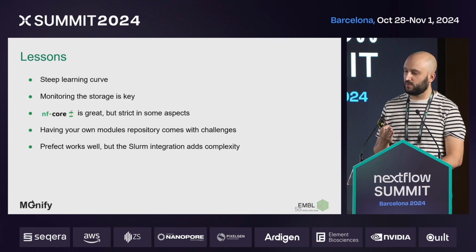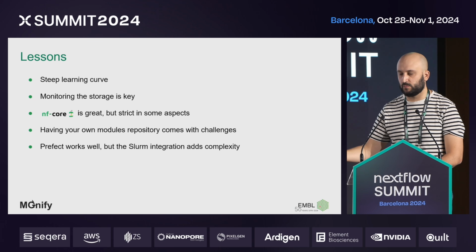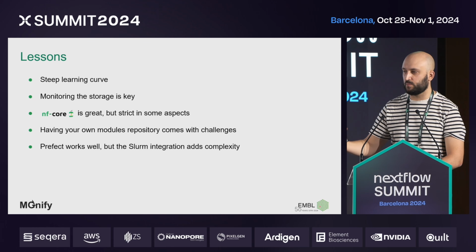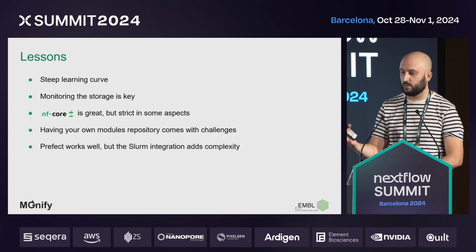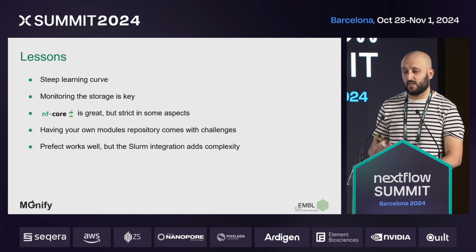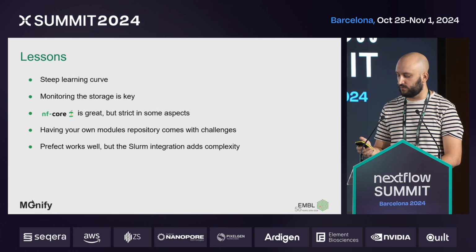NF Core is absolutely great, but it's restricting in some aspects. So we had to create our own modules repo. We keep track of our own modules in there. We try to contribute back the ones that we can, but it has been great. Prefect works really well, but the Slurm integration adds a bit of complexity because it's not really well supported.